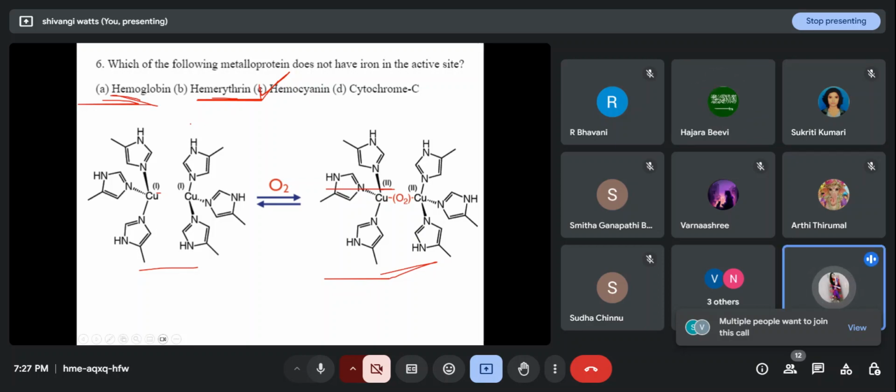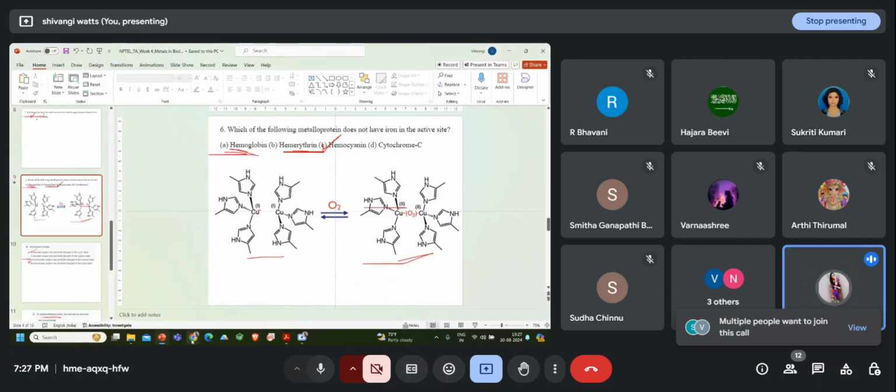Rubredoxin is also an iron sulfur cluster, but it is different because there is no inorganic sulfur in that. And here the iron is coordinated to all the organic sulfurs of cysteine residues. So it is not an iron sulfur protein? No, that is an iron sulfur protein only. One minute, I will see if some slides are there.